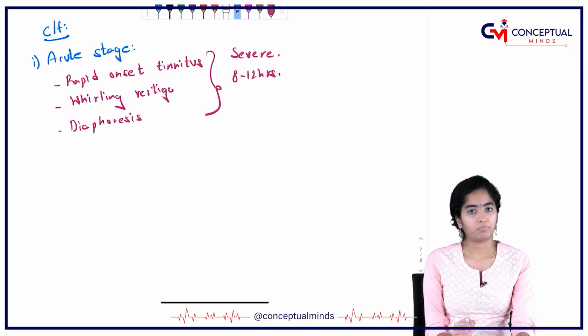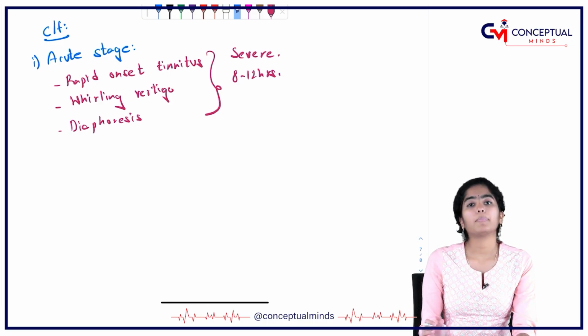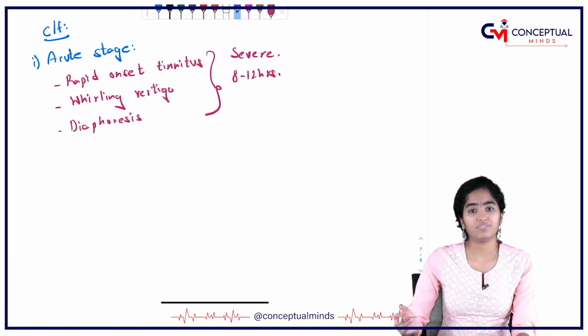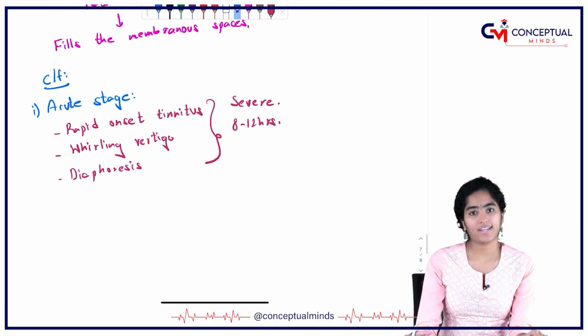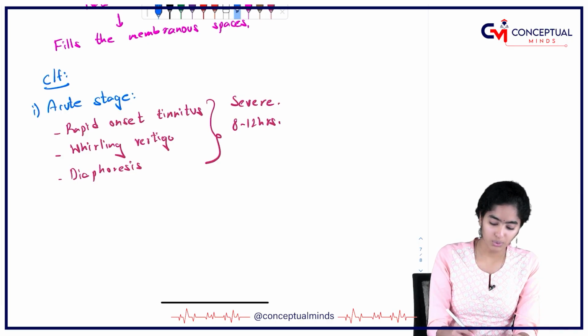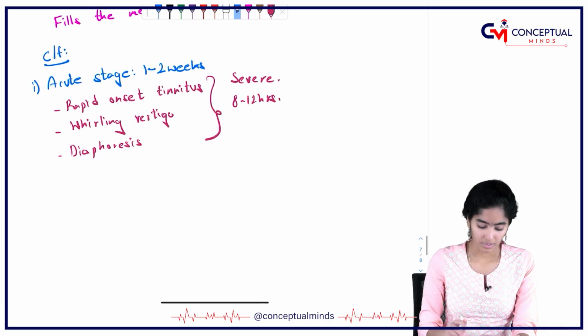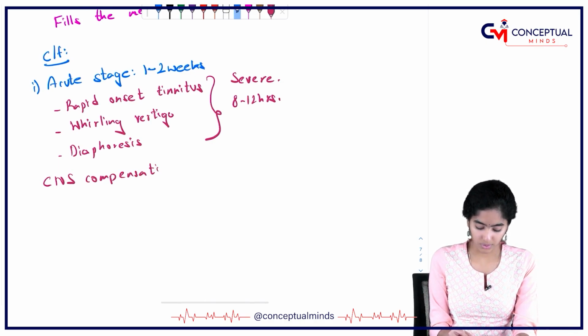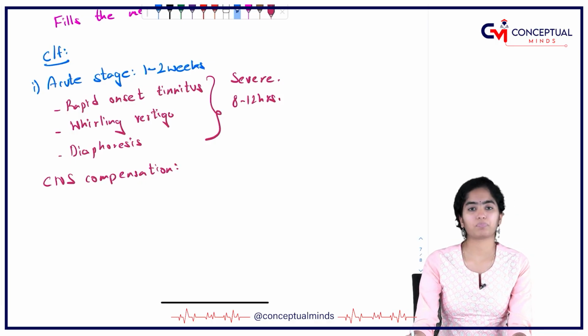Slowly dizziness will improve in the next few days, but movement of the head will again cause severe vertigo and nausea. In 2 to 3 weeks, CNS compensation will occur. So the acute stage lasts for about 1 to 2 weeks. When CNS compensation begins to occur after 2 to 3 weeks, let us see what happens.